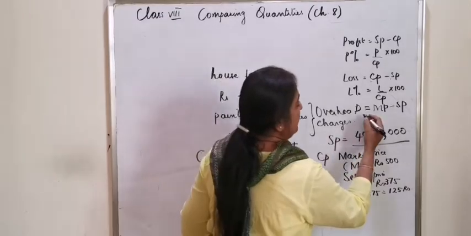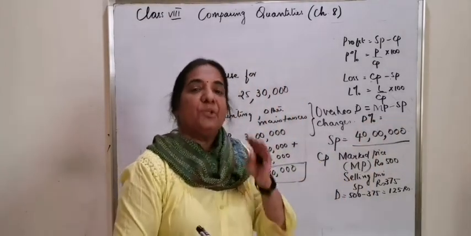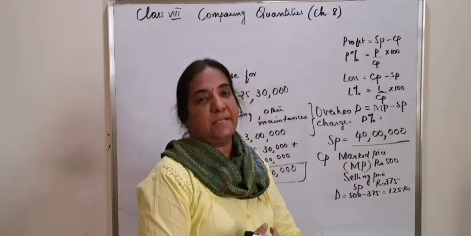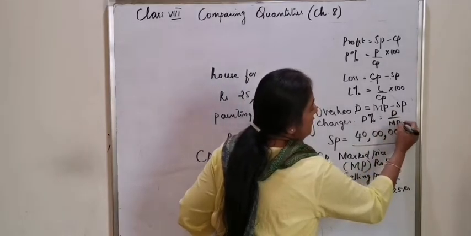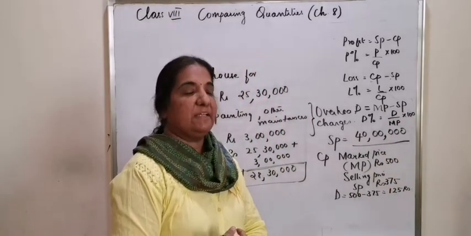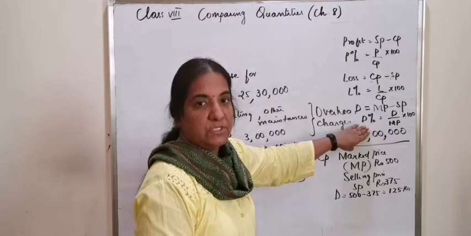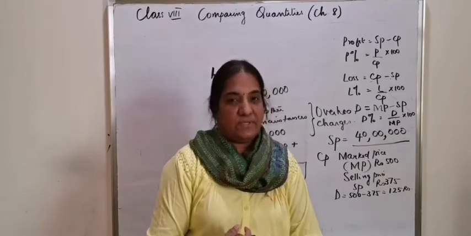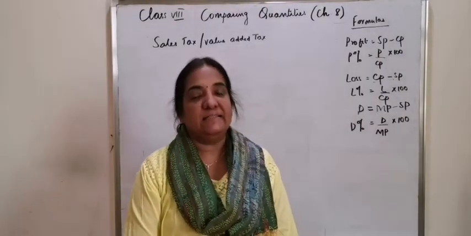And how do you calculate the discount percentage? As with calculation on CP, you will always calculate the discount on the marked price of the article. So what's the formula for the discount percent? Discount by marked price into 100. So these are the basic definitions for profit, loss and discount, and the next exercise is based on all these questions. The next topic is sales tax or value added tax.